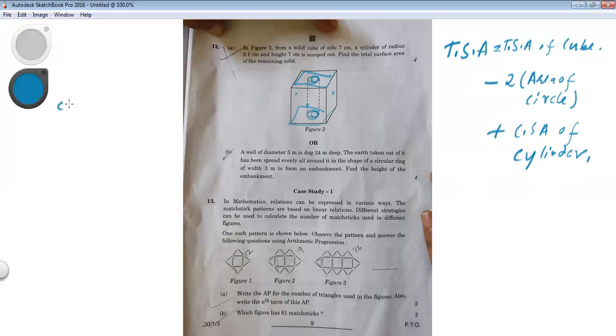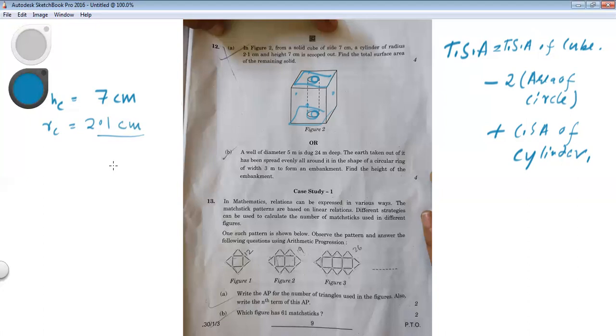That's all. Now the height of the cylinder is nothing but 7 centimeters since it's across. They have scooped it out, right? And they have said the radius of the cylinder is 2.1 centimeters.